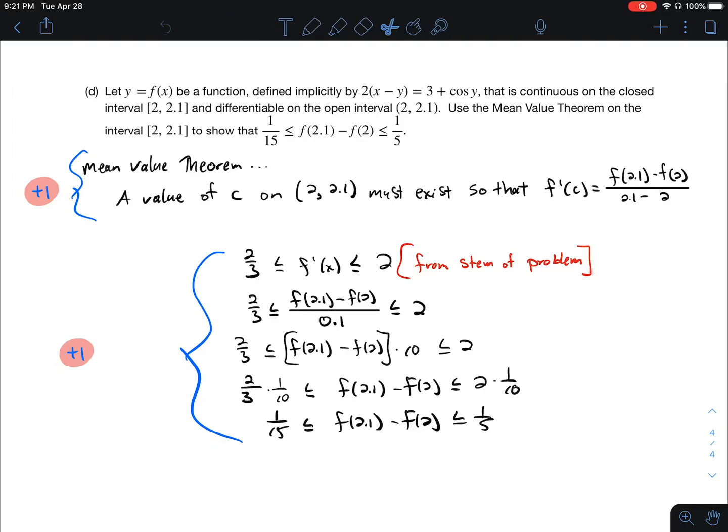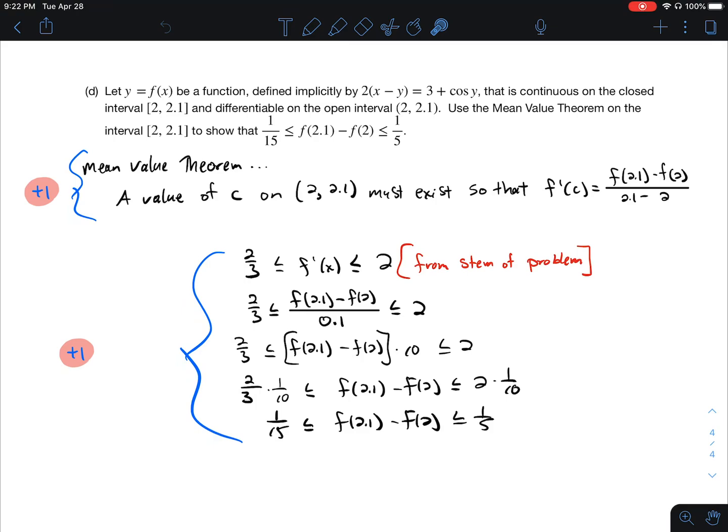This is question 4, the free response from AP Classroom. Part D, I was asked to explain this. Let y equals f of x be a function defined implicitly by this little rascal. It's continuous on the closed interval from 2 to 2.1, differentiable in the open interval from 2 to 2.1 non-inclusive. Use the mean value theorem on the interval to show that this is true.